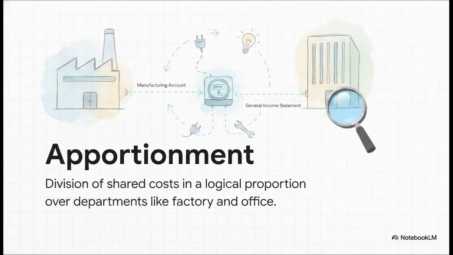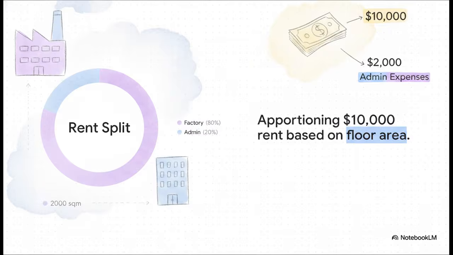We can't just dump the entire rent or power bill into factory overheads because, well, the office staff are sitting there using part of that resource too. Let's look at Vasic Manufacturing to see how they handle this. They get hit with a $10,000 rent bill for the whole building. Now, because the factory takes up 2,000 square meters and the admin office only takes up 500, they split the bill based on floor area. It's a completely logical proportion. So 80% of it, or $8,000, gets slapped onto the factory overheads in the manufacturing account. The remaining 20%, the $2,000, goes straight to admin expenses in the income statement.